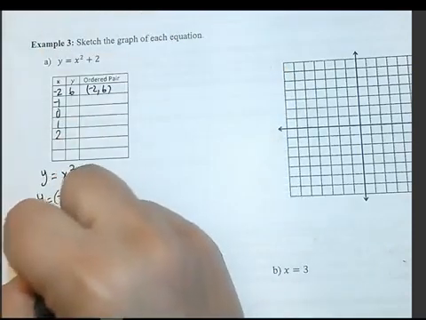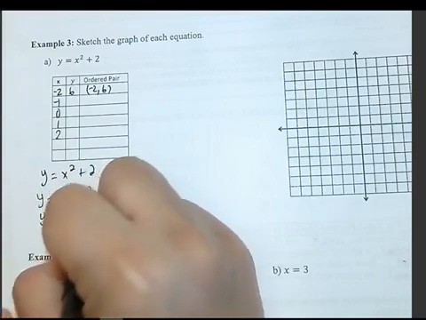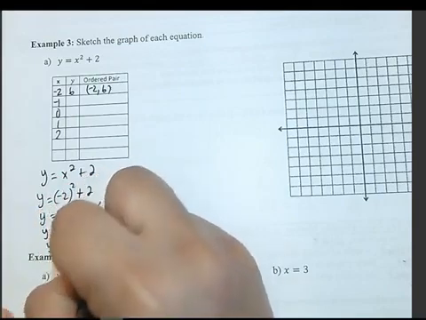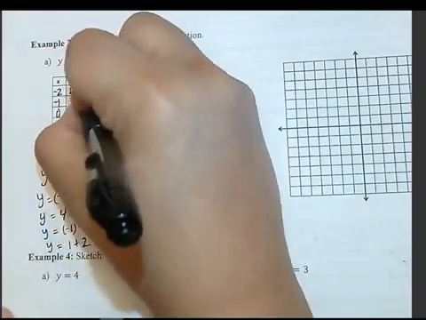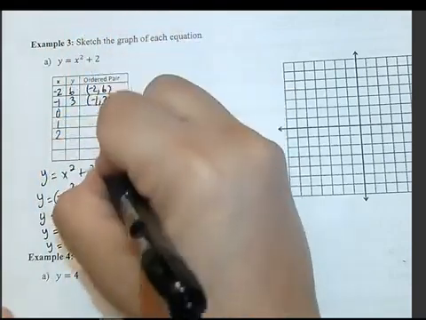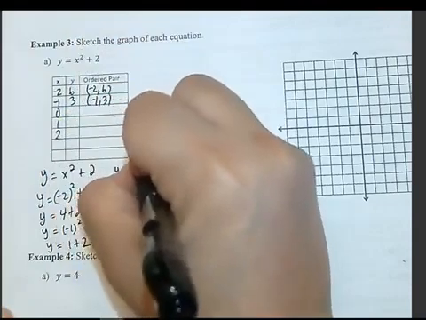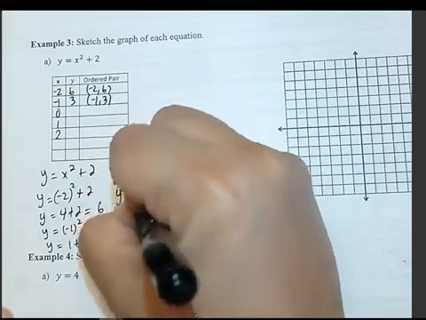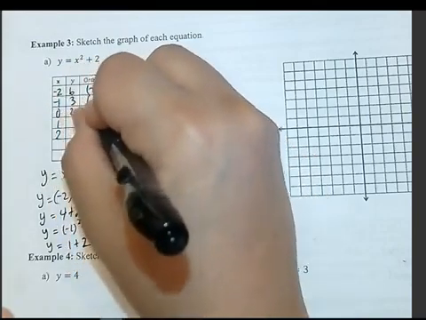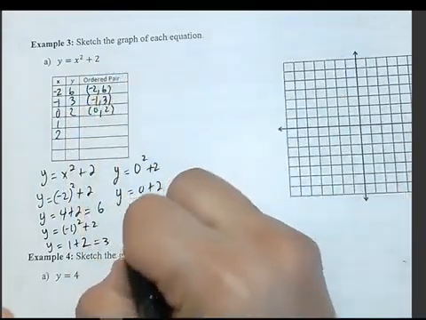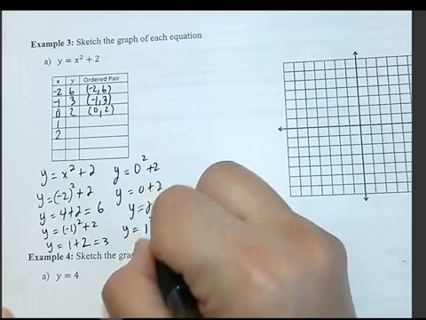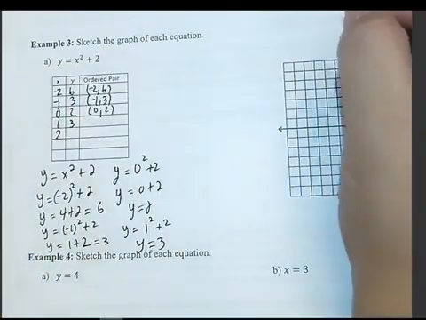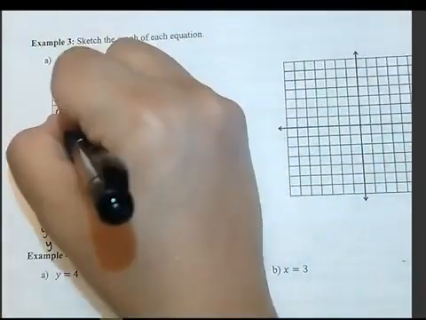If I plug in a -1, -1 squared plus 2 would be 1 plus 2, which is equal to 3. If I plug in 0 for x, we get 0 squared is 0 plus 2. So my ordered pair here is 0, 2. And last, if we plug in a 1, then we get that y is equal to 3. And if I plug in a 2, then I get 6.